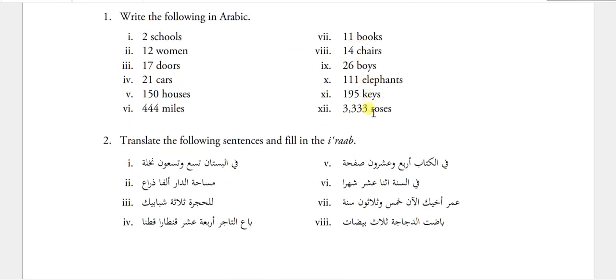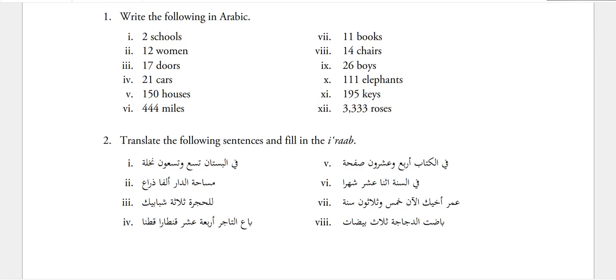Now we have an exercise. Write the following in Arabic. Two schools is al-madrasatani or madrasatani isnatani. Then we have 12 women. Women is muannas. So we will say isnata asharata bintin. Sorry, bintan. 12 women. 17 doors. Bab is muzakkar. 17. So first write 7. 7 means sab'atun. 10 means asharatun. Now put it in the real format.